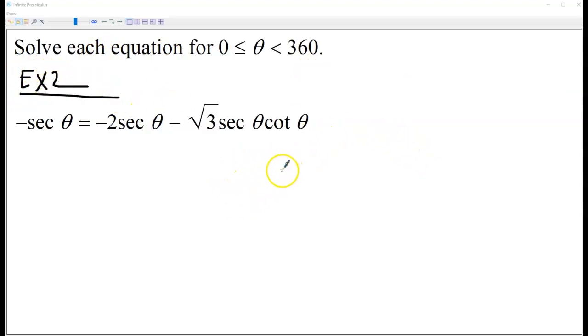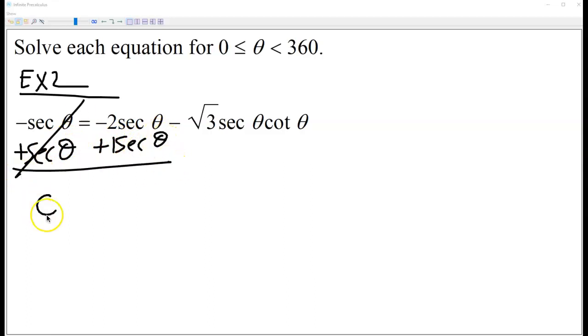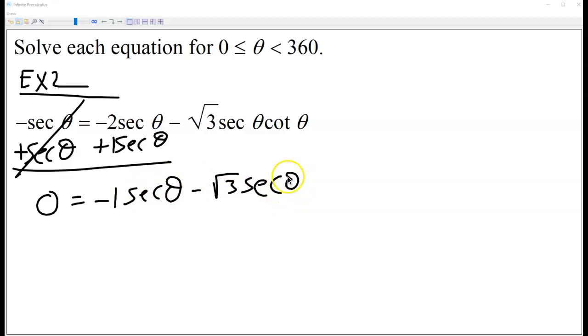Okay, so what we want to do is get everything moved over to one side like usual. I'm going to add the secant. I think that'll just be easier. So that's gone. I have 0 equals -1 secant of theta minus the square root of 3 secant theta cotangent theta.